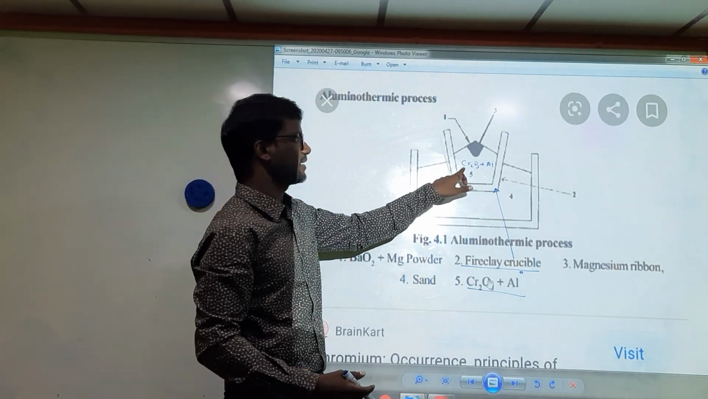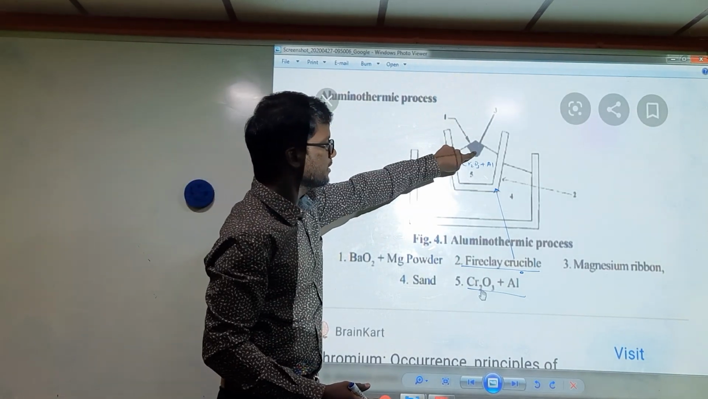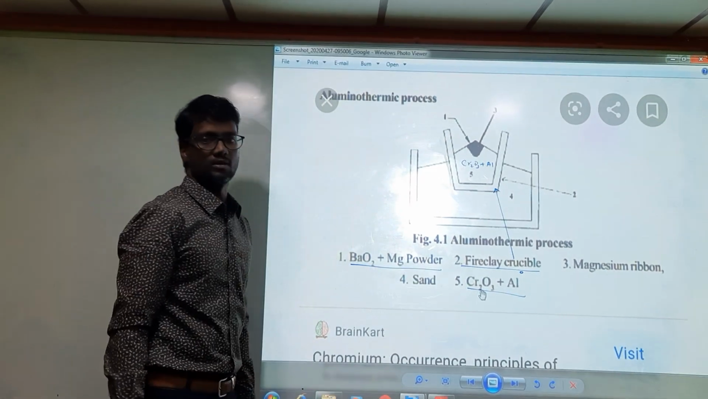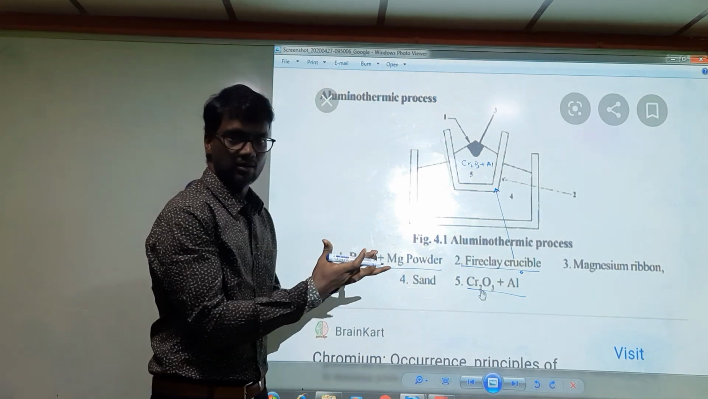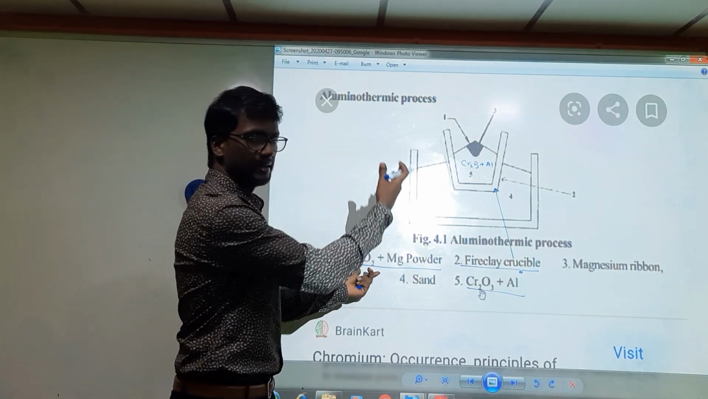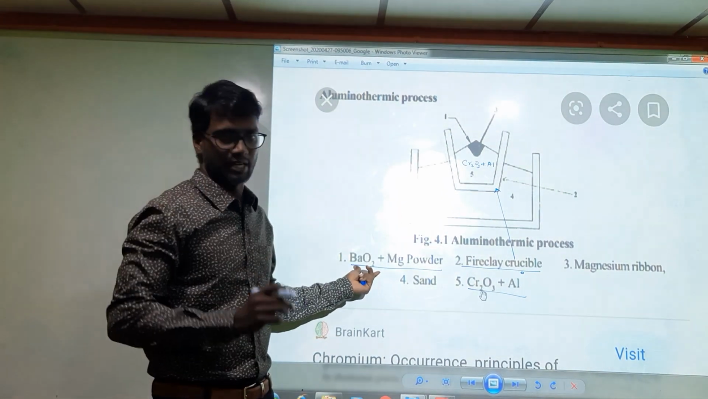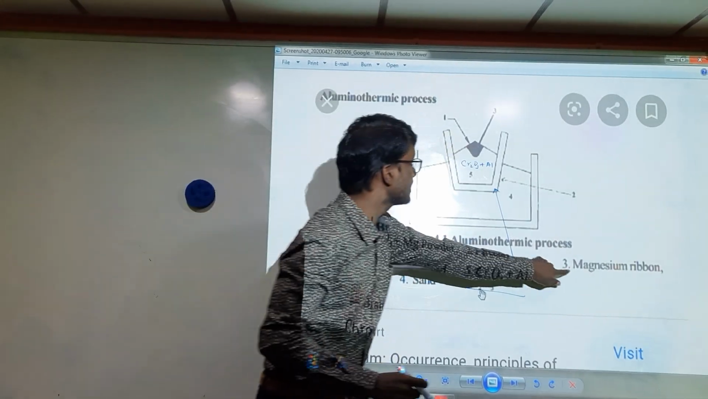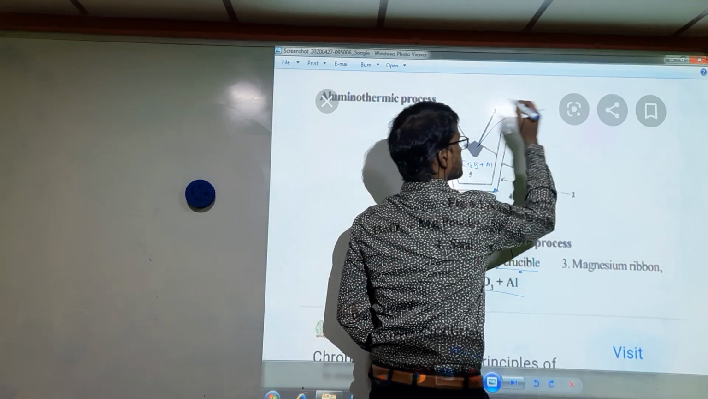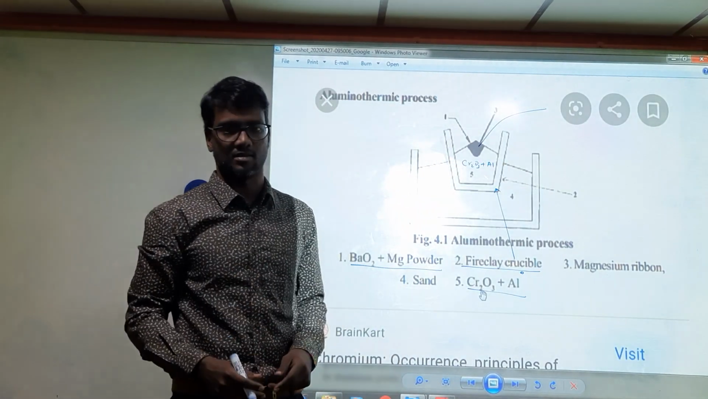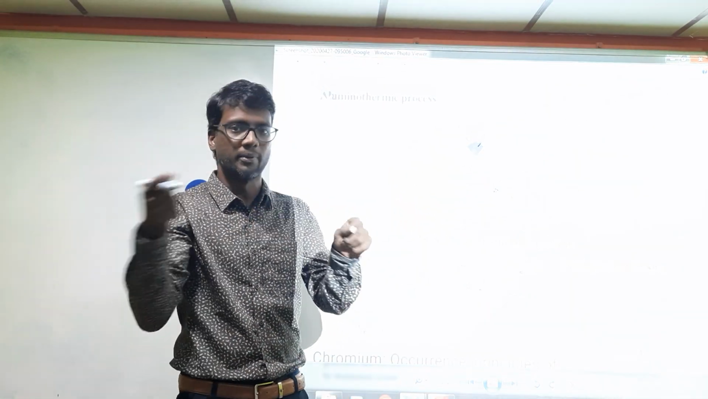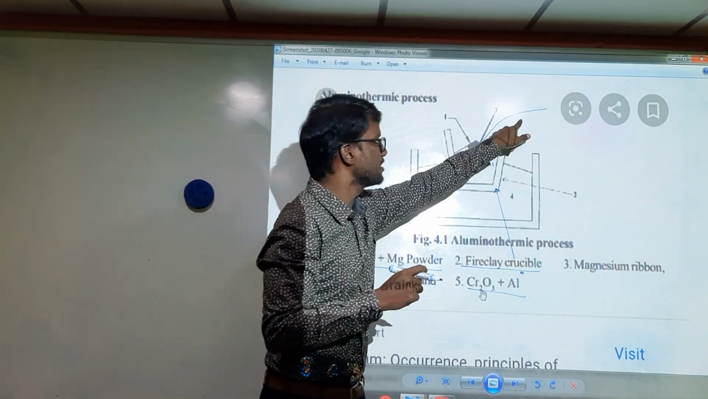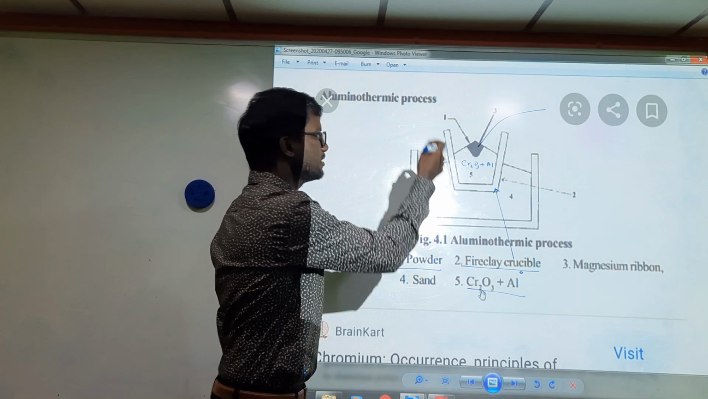So they take the fire clay crucible. Over this, they keep barium peroxide and magnesium powder, so it burns very well. It is used to ignite the contents to reach a very high temperature. Barium peroxide and magnesium are placed over it, and then a magnesium ribbon is used. You could have seen how you burst crackers. You have a wick or a ribbon to burst a cracker, just like that. Now to ignite it, a magnesium ribbon is inserted. So when you light it, what will happen?